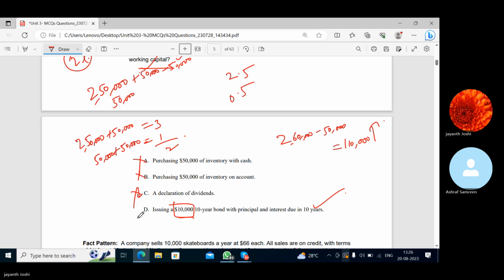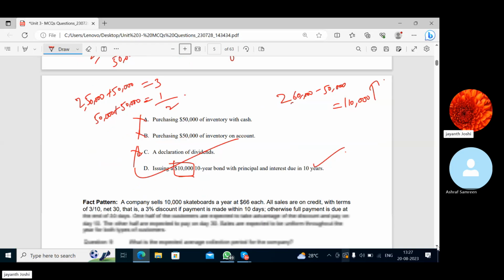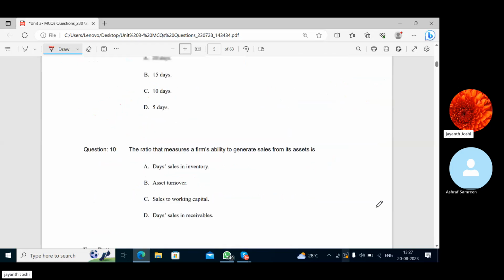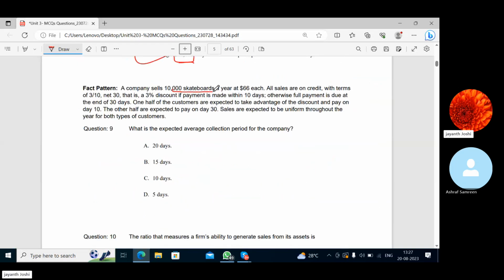Yeah. So, okay, this question. Company sells this many skateboards a year at $66 each. All sales are on credit with terms 3/10 net 30. Let me tell you what 3/10 net 30 is. If the payment is made by the customer in 10 days, the company is going to give them an additional 3% discount. The time period given to the customers is 30 days.